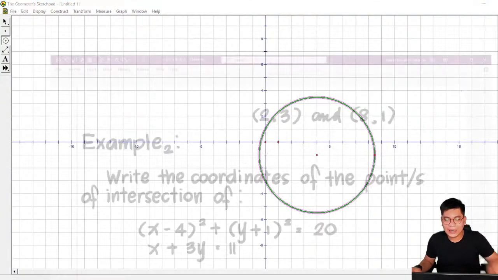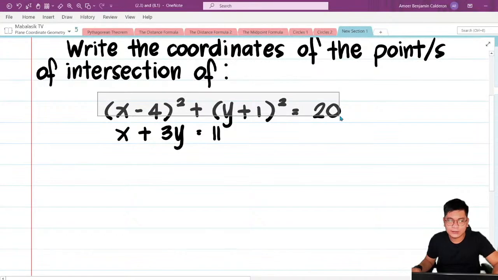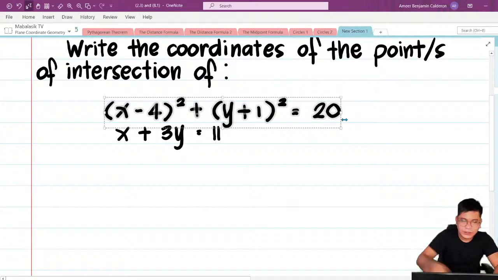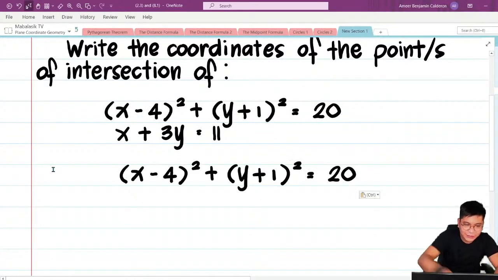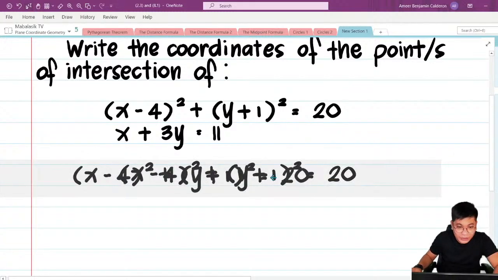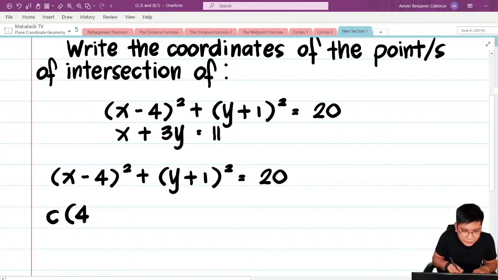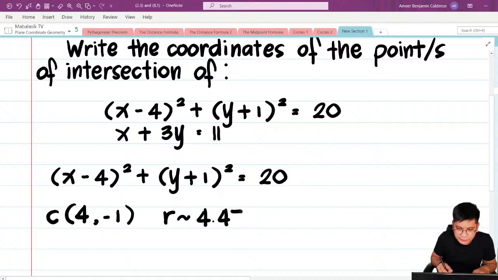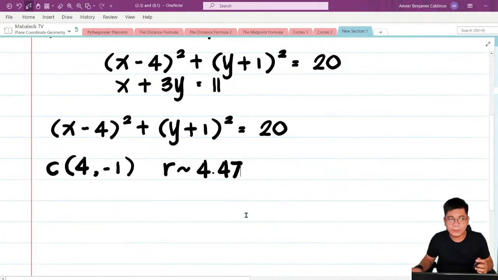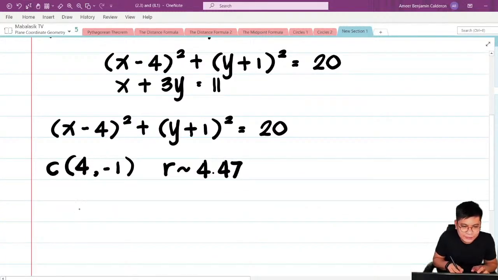But what is now our, di natin sinulat. So, if this is the equation of our circle, the center is at positive 4, negative 1, and the radius is roughly 4.47. Now, how about our line? So, x plus 3y is equal to 11.